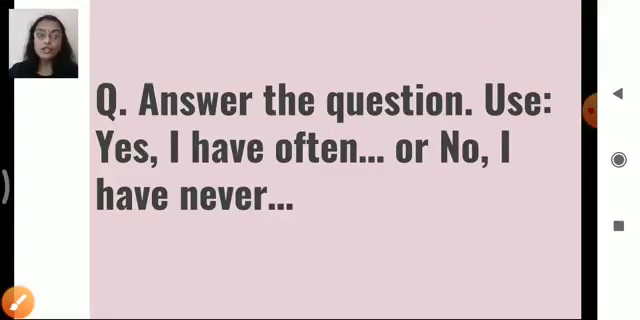Answer the questions. Use yes, I have often, or no, I have never. So when the question will be given, we have to answer by using either of these two.